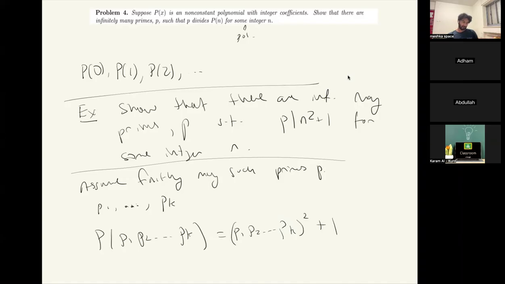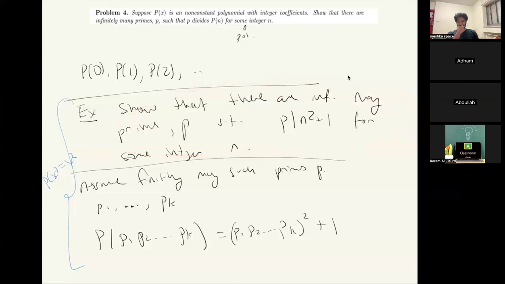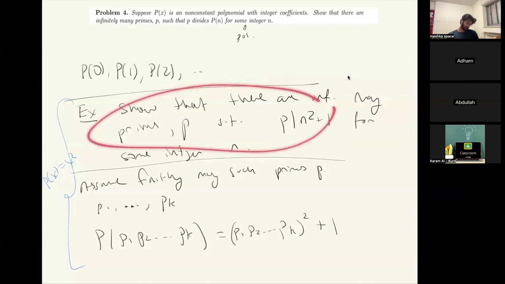So this is for a specific polynomial. Okay, so maybe I should make a clarification. This section here, we are talking specifically about the polynomial P of x equals x squared plus 1, right? So this is addressing this specific case here, right? And indeed in this case, this argument works.